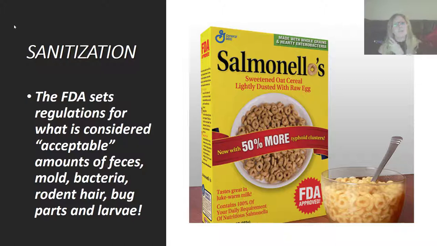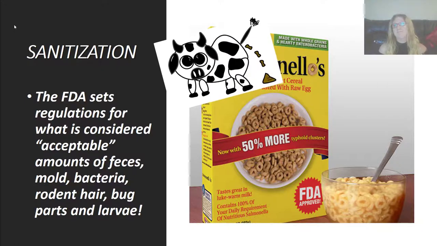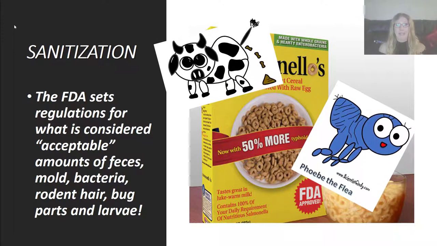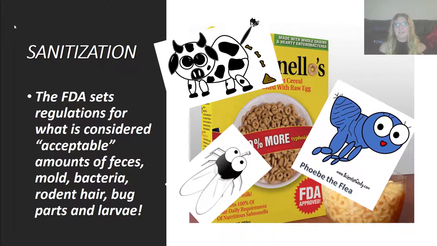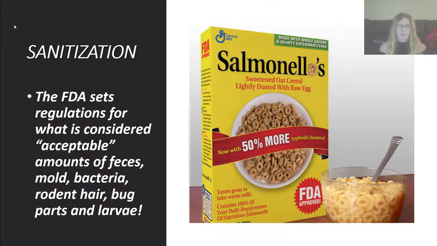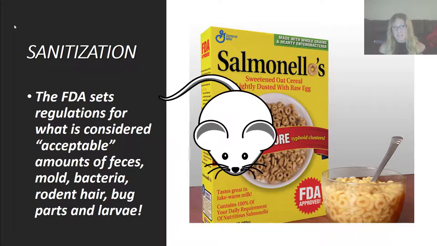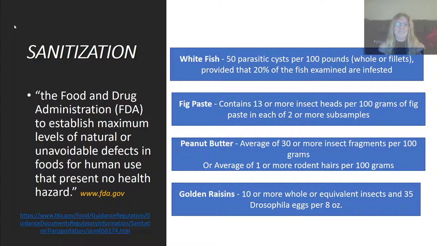I kind of like this little joke here: don't worry, salmonella will not be found in your local grocery store. But the FDA is the one that sets regulations for what is considered an acceptable amount of feces or bug parts or fly eggs or larvae that might be found in different products that you purchase. Rodent hair, for example. A little disturbing, but nonetheless, that's what it is. This is kind of fun. I actually went to the website, www.fda.gov, and you can look at the allowances of different contaminants that are allowed in your favorite products. A little bit disturbing.